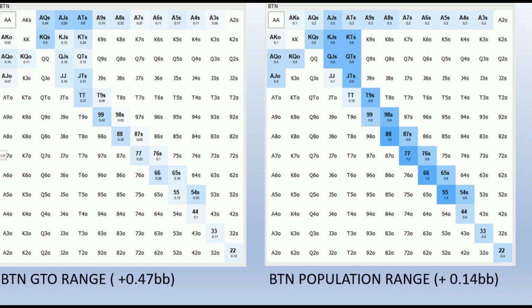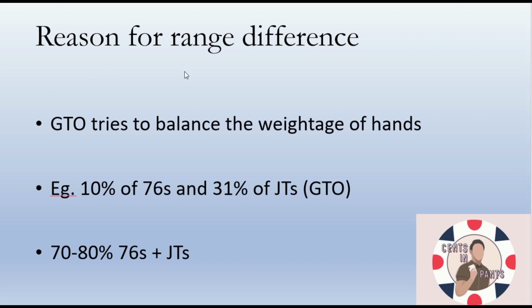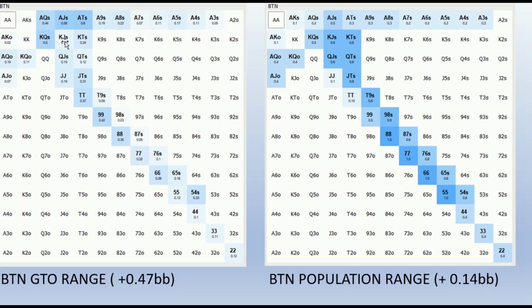And I think the reason for the range difference is that GTO basically tries to balance the weightage of hands. So you can see here it has some strong suited Broadways over here, but it doesn't include all combinations of ten-nine suited, 9-8 suited, and 7-8 suited, because including all combinations would dilute the strength of your entire range. But when it comes to the population, you can see how there are a lot of hands here, and it's really hard for this lower part to balance the upper part.